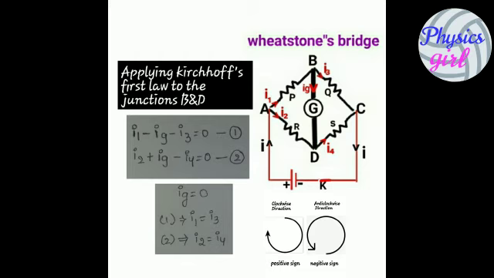In this circuit, the bridge is balanced when the galvanometer current is equal to 0. Now substituting Ig equal to 0 in equation 1, we get I1 minus I3 is equal to 0. That implies I1 is equal to I3. Now substituting Ig equal to 0 in equation 2, we get I2 minus I4 is equal to 0. That implies I2 is equal to I4.